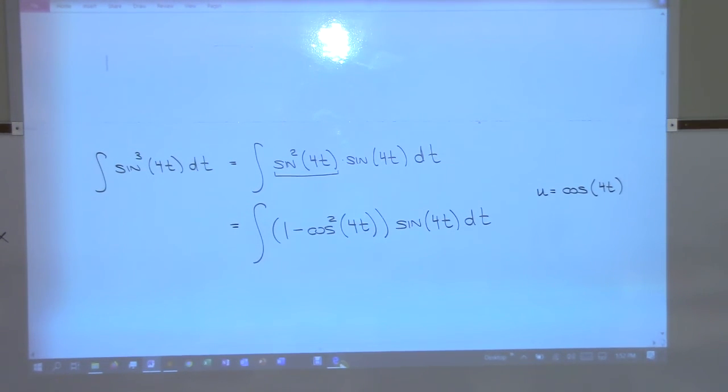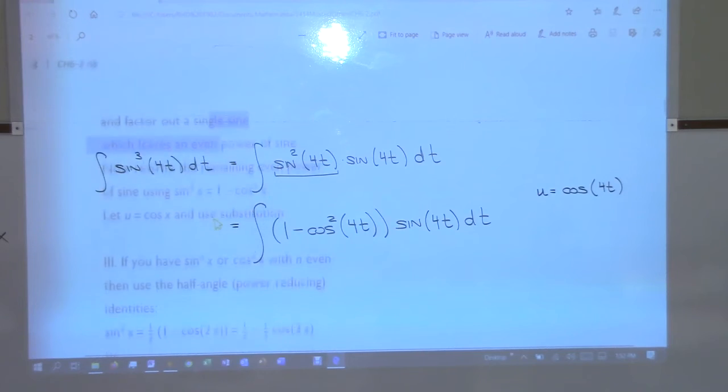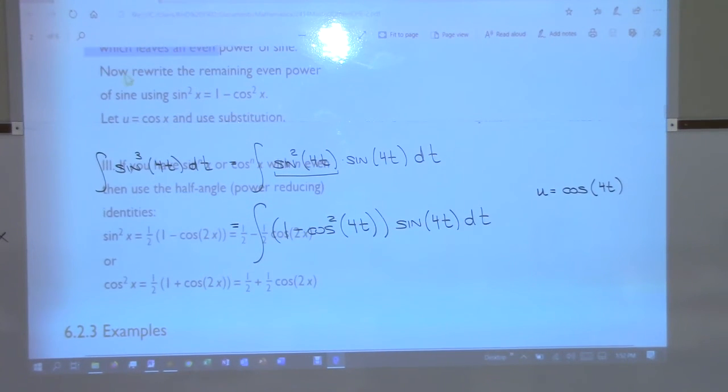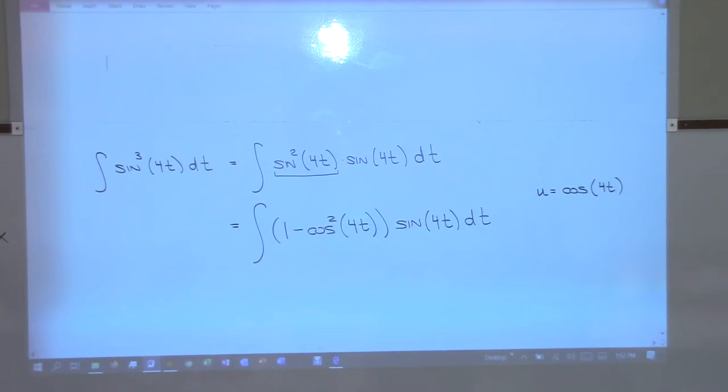And it says it there in those steps. I'll scroll up so you can see it. It says, now rewrite the remaining even power of sine using that identity, which was me doing the 1 minus cosine squared. And then it says, let u be cosine x. So it even tells you what the substitution needs to be. So I'm giving you a lot of information right there, right? So now we just carry this out.